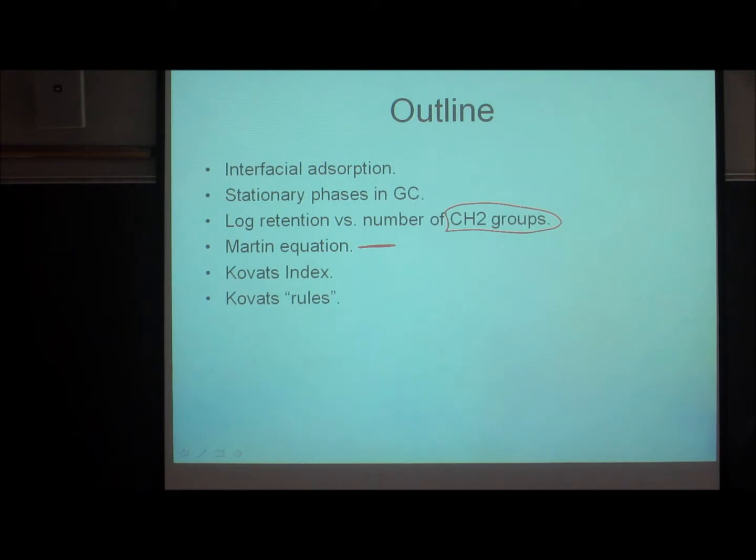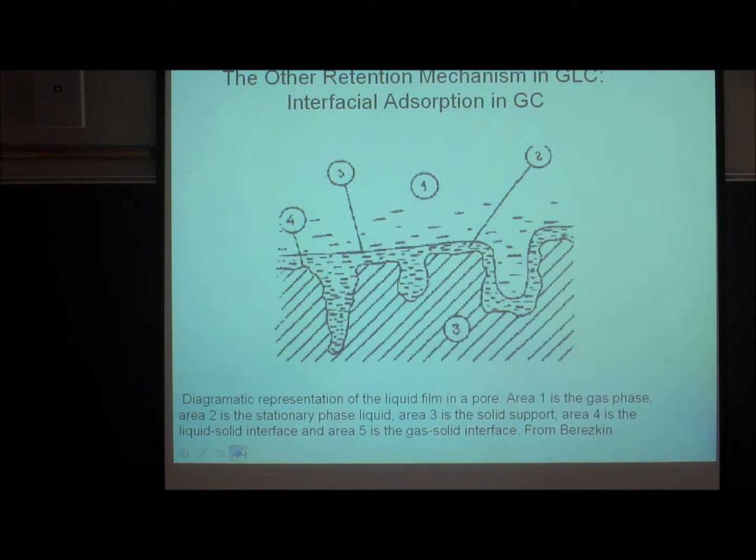And this in turn is very useful in reporting retention, and the Kovats index is a very useful measure of retention over and above retention volume or retention factor or adjusted retention factor. In fact, you can go and get tables of Kovats indices of tens of thousands of compounds on many different stationary phases. And this in turn will lead us to a set of rules of thumb that allow you to estimate retention in gas chromatography. So let's get to this interfacial adsorption business.